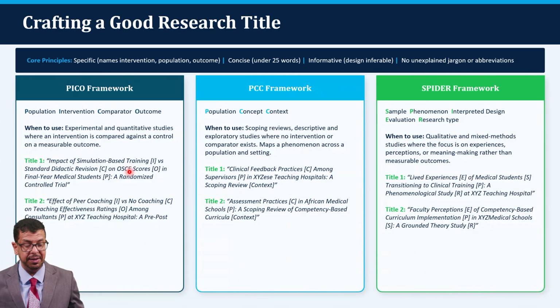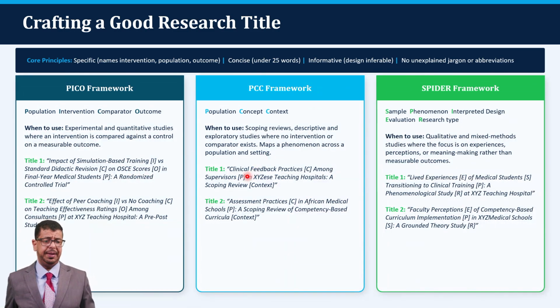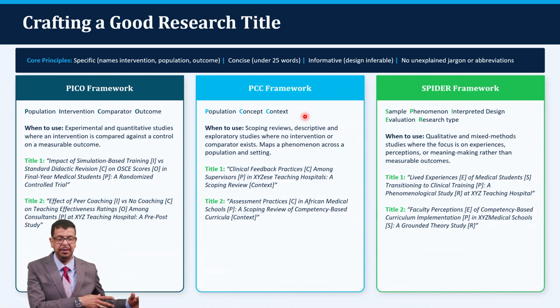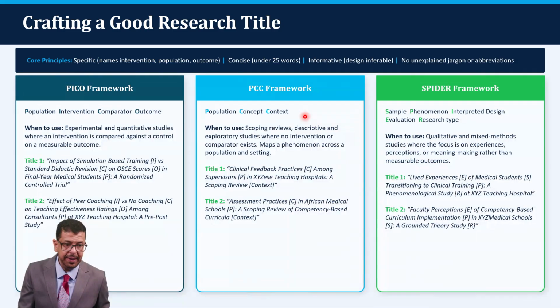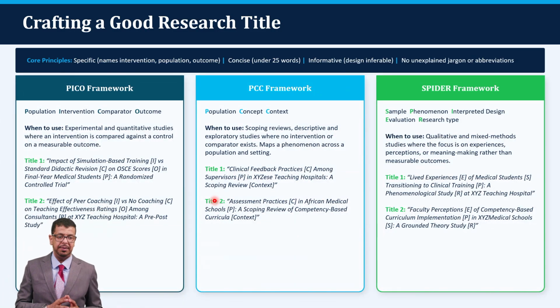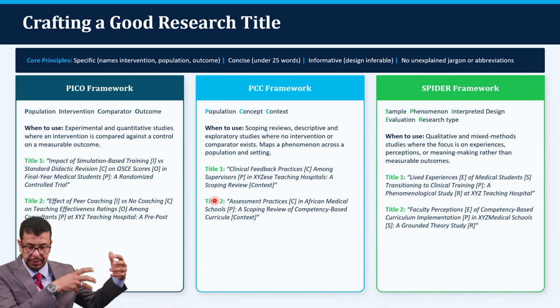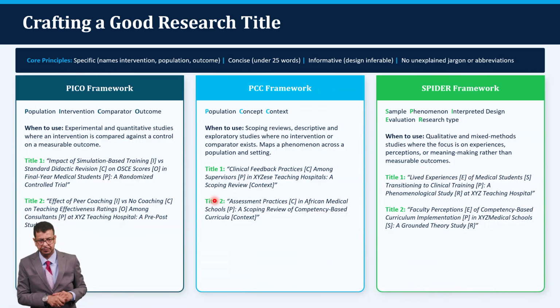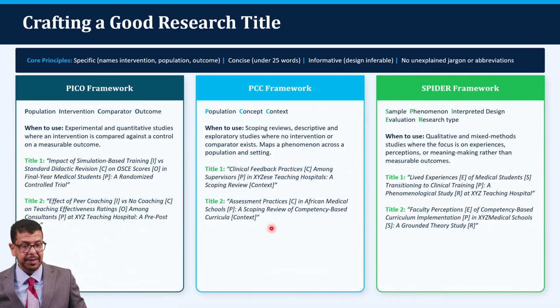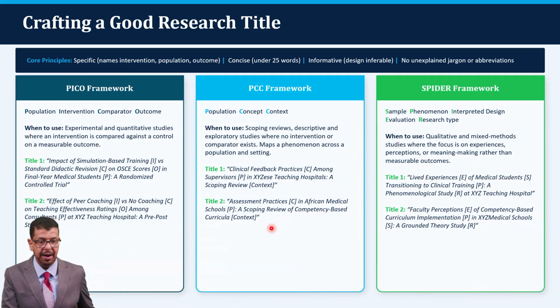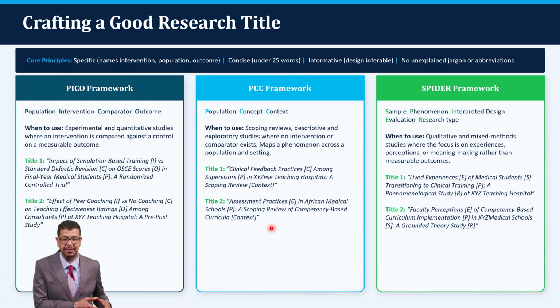PCC for scoping review. Here: clinical feedback practice among supervisors in XYZ teaching hospital, a scoping review. So P here is the supervisors, the concept is the clinical feedback practice, and the context is the teaching hospital, within doing a scoping review. Another example is assessment practices in African medical schools, a scoping review of competency-based education. So competency-based medical education is the context, African medical school is the population, and assessment practice is the concept.